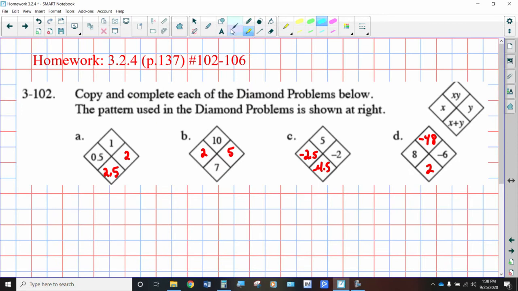All right, some diamond problems. Remember, when you multiply the 2 numbers on the sides, the product gets written at the top. And when you add the 2 numbers on the side, their sum gets written on the bottom. So we use some algebraic reasoning here. What do you multiply times 1/2 to get 1 for an answer? Well, that would be 2, since 2 times 1/2 is 1. So now we'll add the 2 to the 1/2 to give you 2.5.